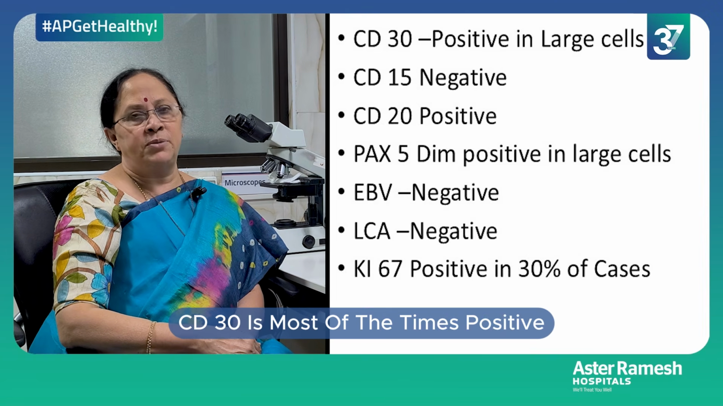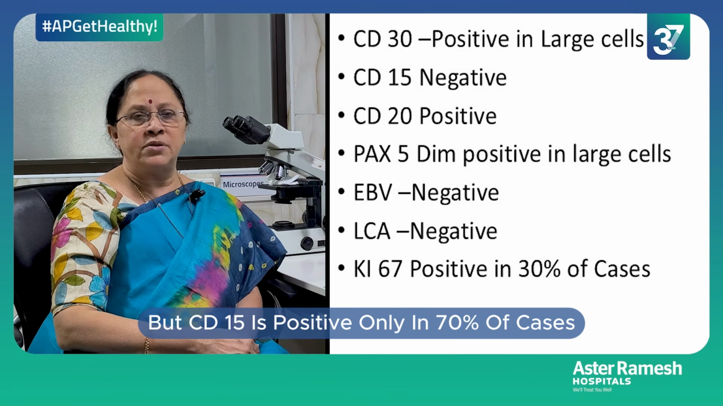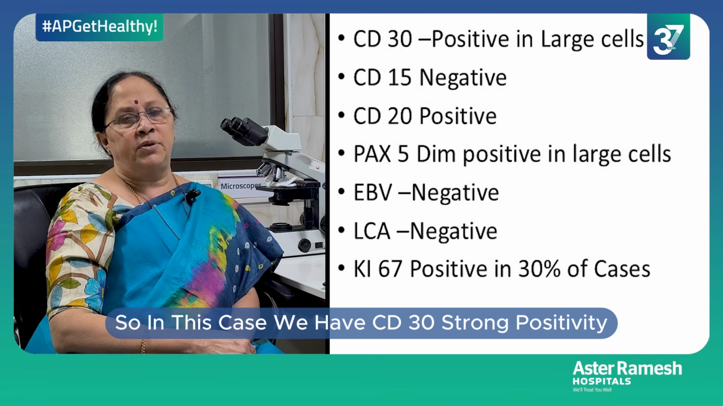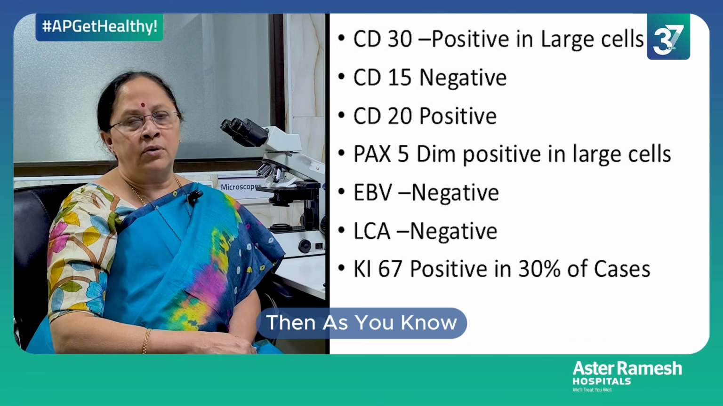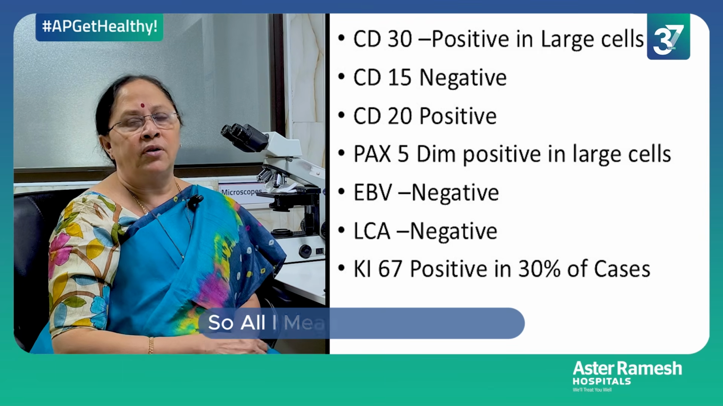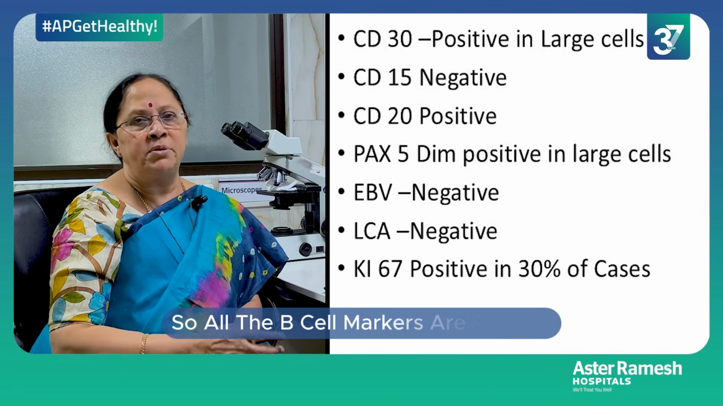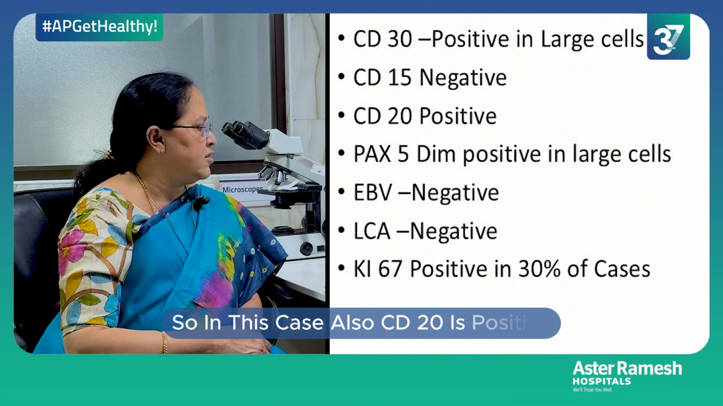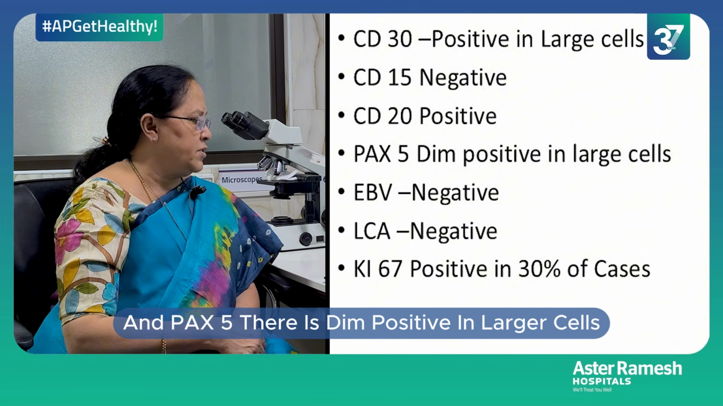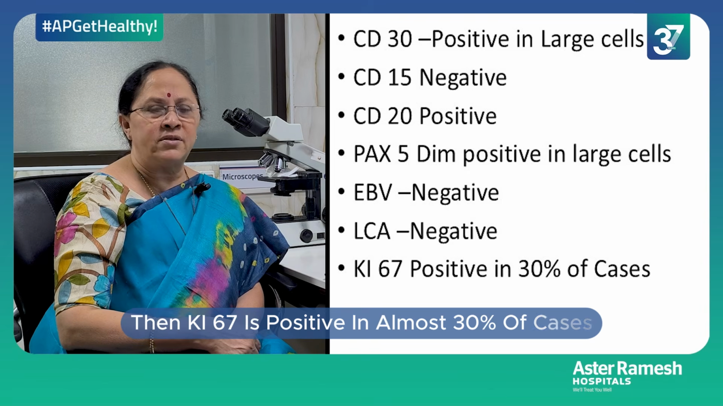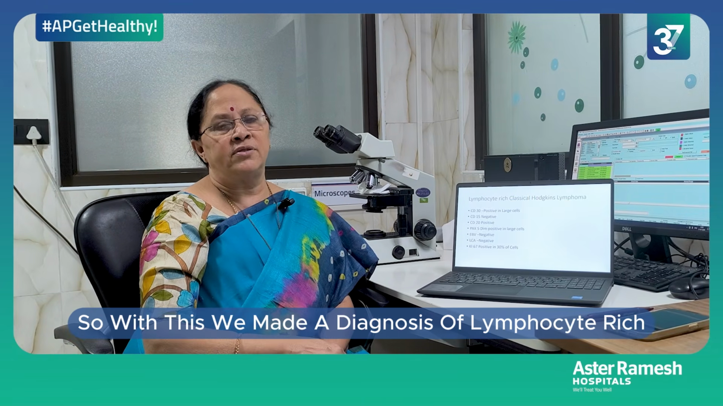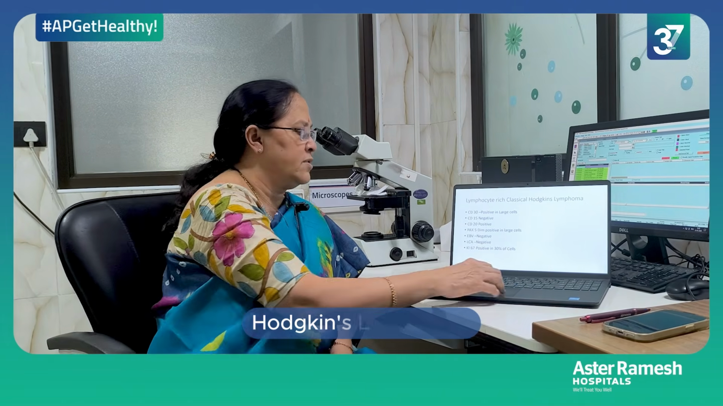CD30 is most of the times positive, but CD15 is positive only in 70% of cases. So in this case, we have CD30 strong positivity. Then, as you know, Hodgkin's lymphoma is arising from precursor B cells, so all the B cell markers are positive. In this case also CD20 is positive, and PAX5 is dim positive in larger cells. Then Ki67 is positive in almost 30% of cells. So with this we made a diagnosis of lymphocyte-rich Hodgkin's lymphoma.